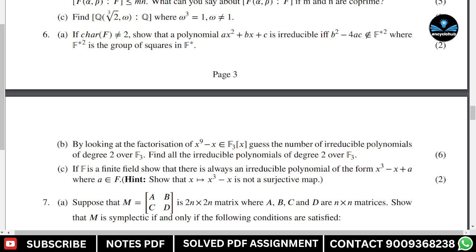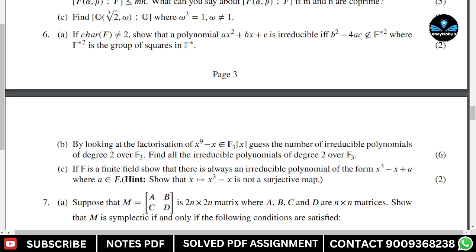So question number 6: if the characteristic of F is not equal to 2, show that a polynomial ax² + bx + c is irreducible if b² − 4ac is not in F², where F² is the group of squares in F. Second, by looking at the factorization of x⁹ − x, get the number of irreducible polynomials of degree 2 over F3. Find all the irreducible polynomials of degree 2 over F3.